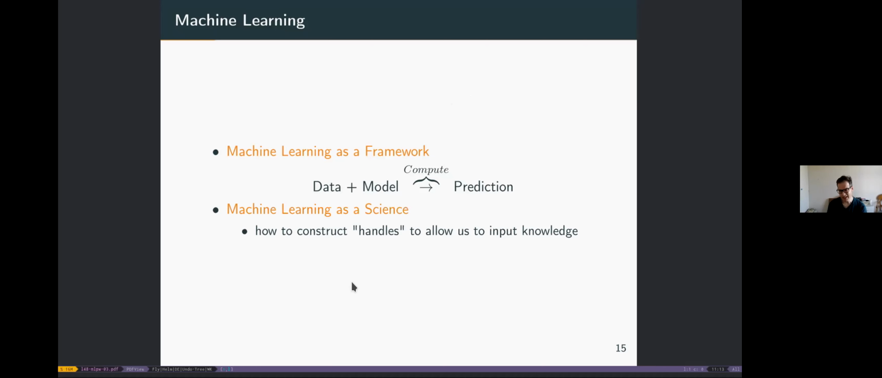Now, the thing is, there's lots of people who've studied the world for a long time, and humans are incredibly competent. And the type of beliefs that we can actually input in our models in machine learning, the ones that we have mathematically well defined, are not at all up to scratch to what humans know, right? So the task of machine learning, to make it really relevant, is to construct what I like to call handles to allow us to input the knowledge that we actually have. That's the key thing that we need to develop as a science.